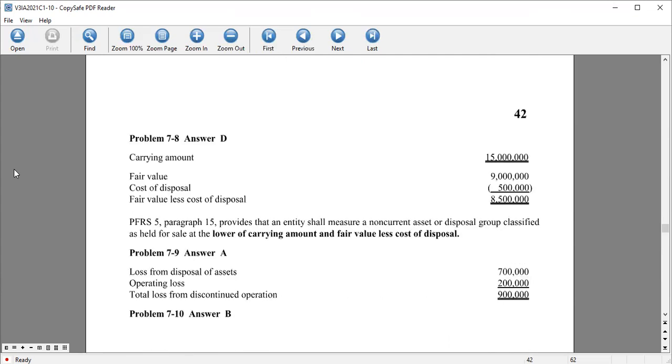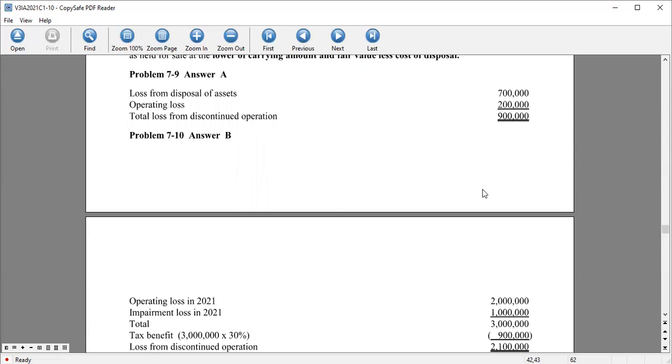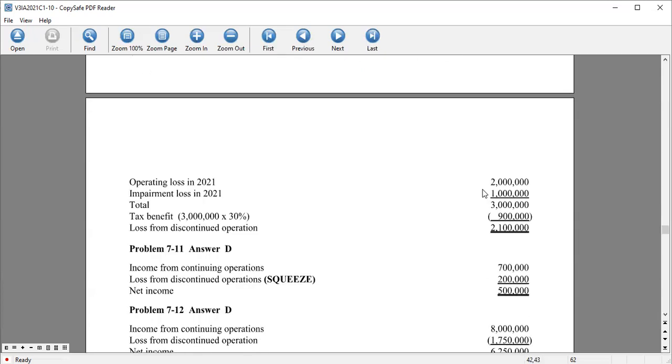The expected operating loss in 2022 and gain on disposal are not recognized in 2021. 7-8, the answer is 8.5 million. That's letter D for the carrying amount, and we have the fair value less cost of disposal. Now, PFRS 5 provides that an entity shall measure a non-current asset or disposal group classified as held for sale at the lower of carrying amount and fair value less cost of disposal. So 7-8, the answer is 8.5 million. Then 7-9, the answer is A, the loss from discontinued operations. Number 10, the answer is B, 2.1 million loss from discontinued operations.